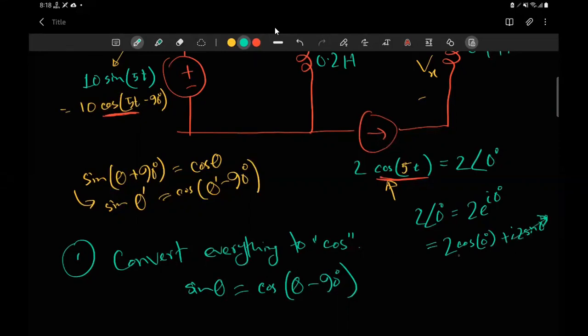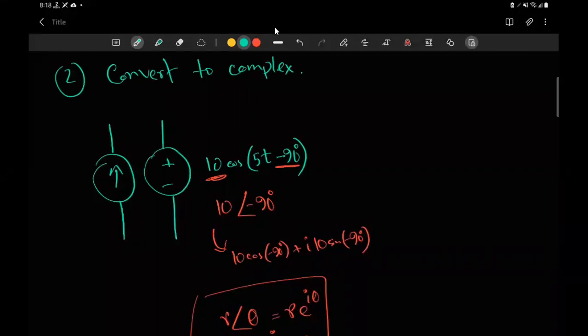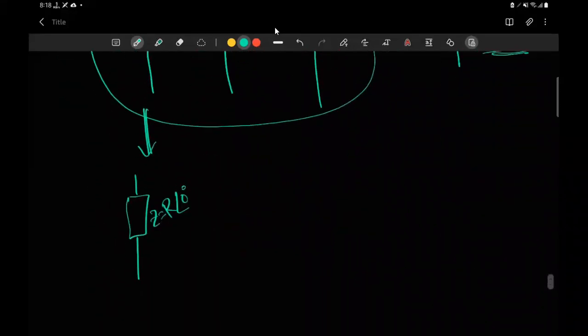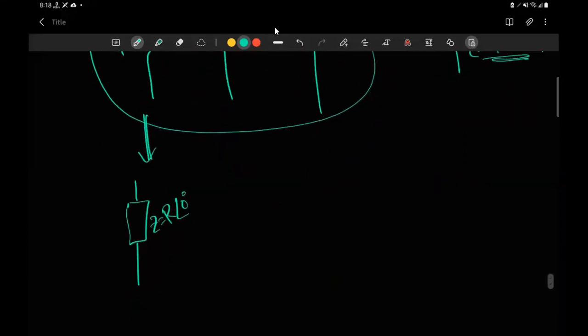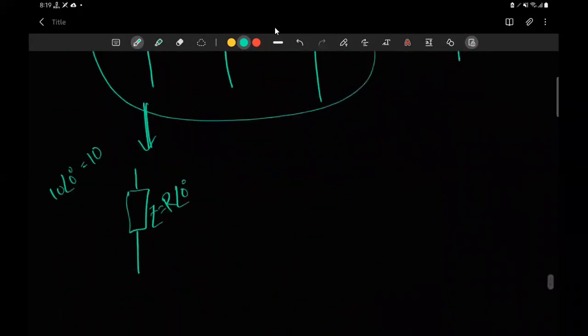Sine 0 is 0, and 2 cos 0 is just 2. So this means the cos 5t part will be absent from your complex number. You will never have the 5t part, so this is not dependent on time t. What I'm trying to say is that if you have a resistor of 10 ohm, the impedance is also 10 angle 0 degree, or basically 10. They are exactly the same thing. 10 angle 0 degree is basically 10, just as 2 angle 0 degree is basically 2. This 0 degree just means it is a real number, so it doesn't matter actually.